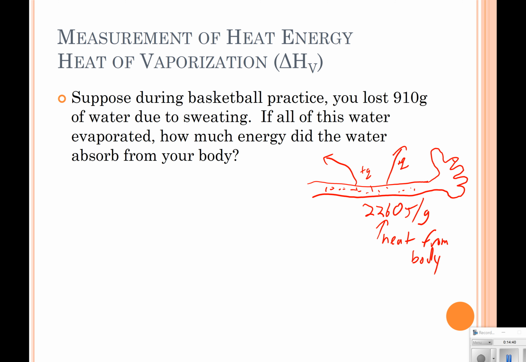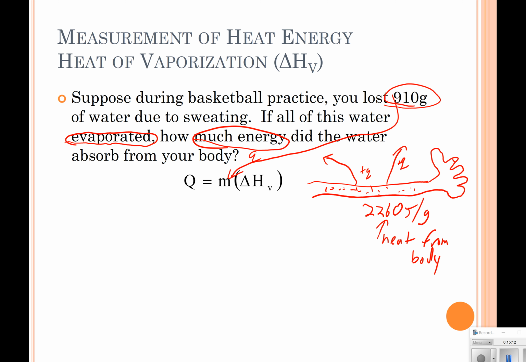Now, if we want to figure out how much energy is absorbed from the body to evaporate 910 grams, well, we look for a couple things here. We see evaporated. We see that we have a mass of water. Evaporate is going to be the key here. This is a phase change from liquid to gas, so we're going to use heat of vaporization. We know the mass of water, and we can solve for how much energy, or the Q value, that's going to require.